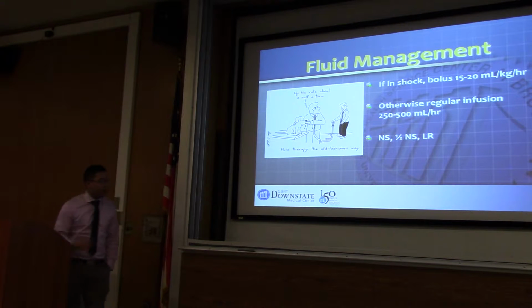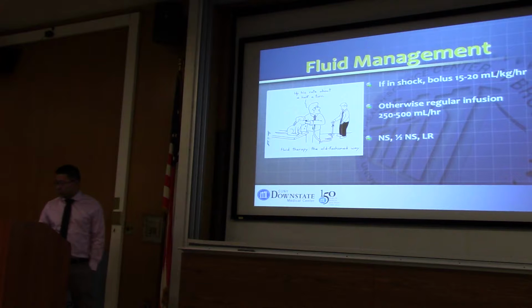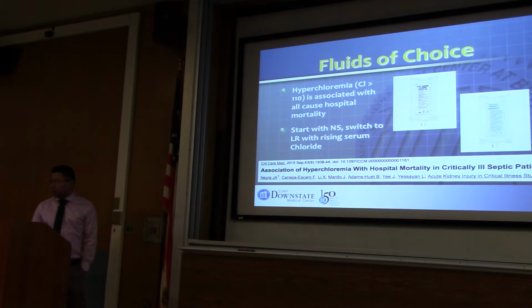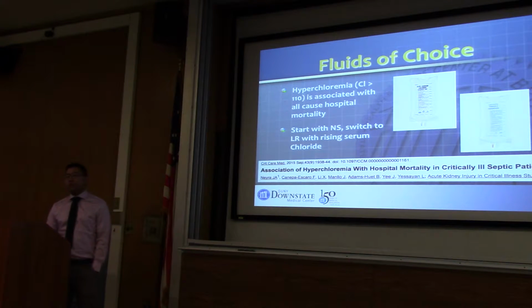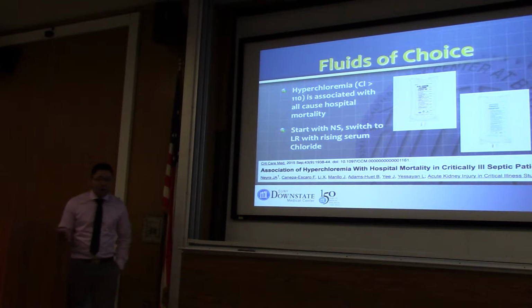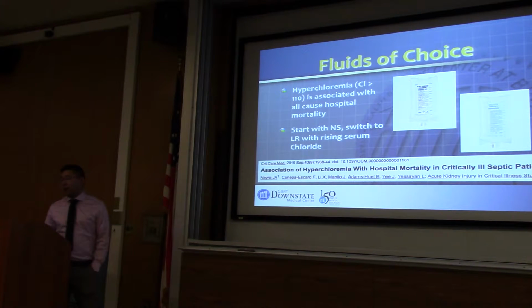Usually the fluid choices are normal saline, half normal saline, or lactated Ringer's. When it comes to fluid choice, we usually jump straight into normal saline because it works well. It's one of the fluids we use most commonly. However, in these DKA patients, when we give a lot of fluid, one of the things we have to be aware of is hyperchloremia.